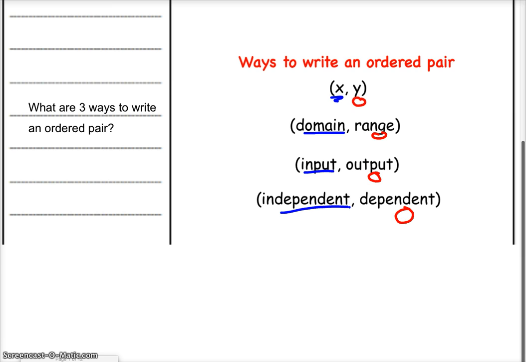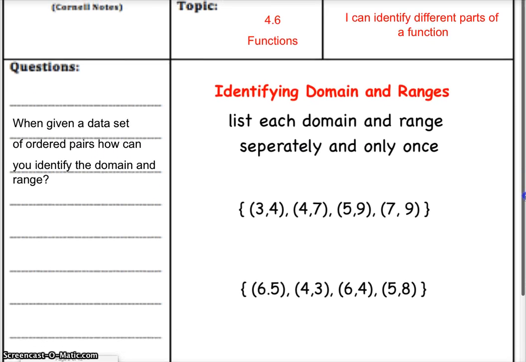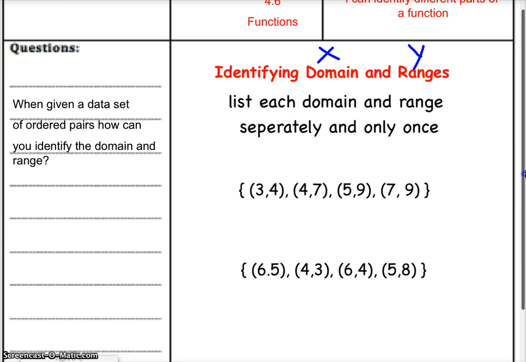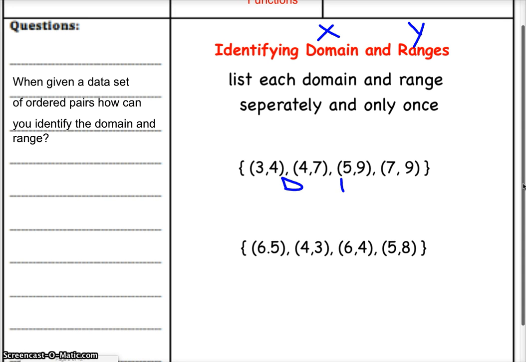Okay. So identifying domain and ranges. First thing, domain is x, range is y. What I do is I list each domain and range separately. This is how I do it. I say domain, range, and I make a little T-chart. Domain is x, so whichever x's I have, I put them in the domain. Range is y. Whatever y's I have, I put them in the range.